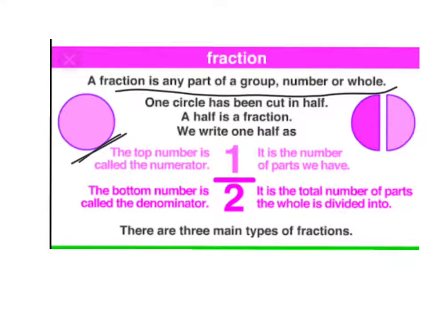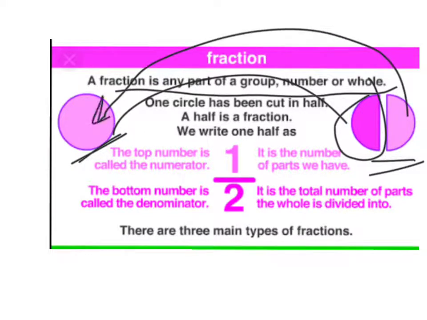तो इस सर्कल को हमने दो बराबर हिस्सों में डिवाइड किया, and this part is a fraction of this whole circle, and this second part is also a fraction of this whole circle. So a fraction is any part of a group, number or a whole. तो यहाँ पे हमने इस सर्कल के दो बराबर हिस्से किए and one part is represented by this number, that is 1/2.